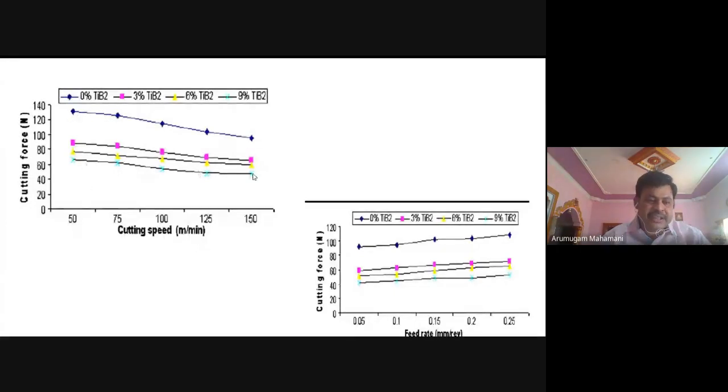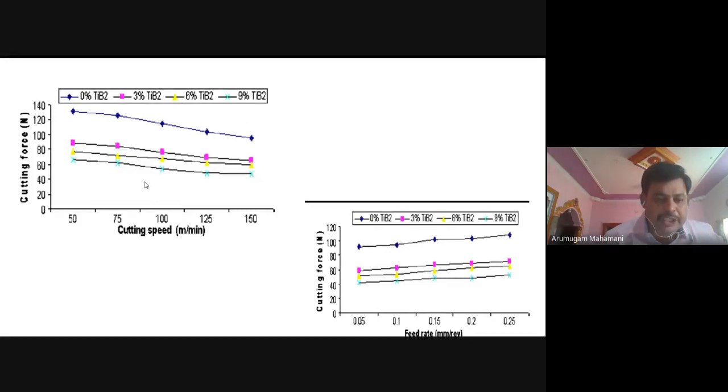The reason is, whenever cutting speed is increased, the chip-tool contact length will be decreased, right? Whenever chip-tool contact length decreases, then the area of contact between the tool and workpiece is decreased. So this less area of contact reduces the cutting force.